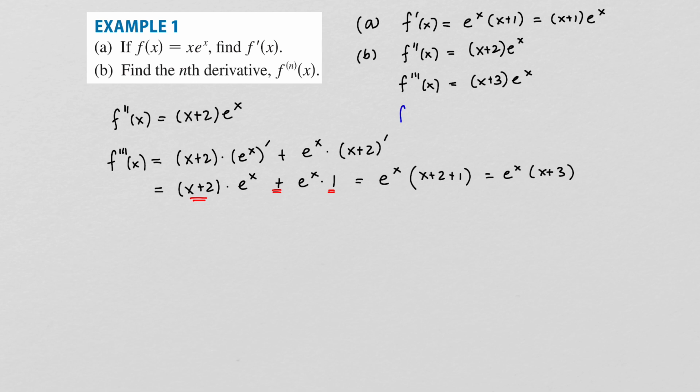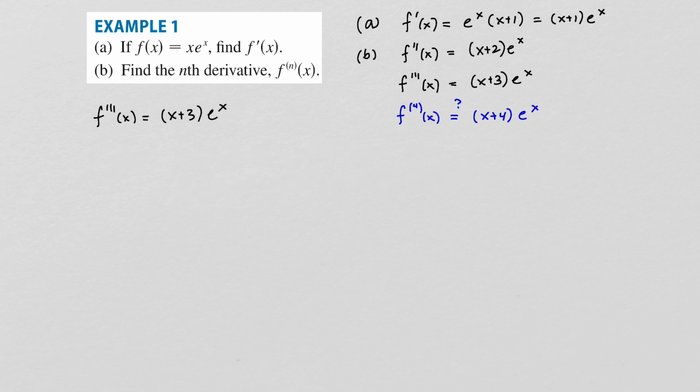So I'm going to guess that my fourth derivative might be equal to x plus 4 times e to the x. But let's verify it to be sure. So we start with our third derivative. The fourth derivative will be found by using the product rule. We'll take the first function multiplied by the derivative of the second function plus the second function multiplied by the derivative of the first function.